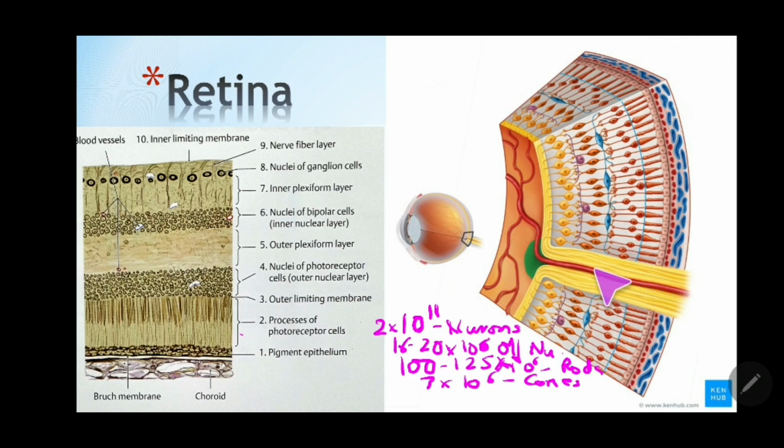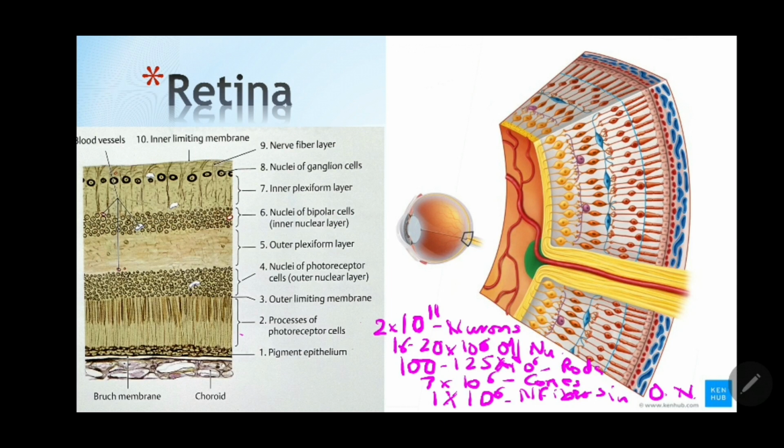One more thing: how many second order neurons are traveling in the optic nerve? That is around, hold on, yes, this is 1 million. For 1 million you'll write 1 into 10 to the power of 6. That is the number of nerve fibers in the optic nerve. So these are numerical figures. They are sometimes placed in options in your MCQs.